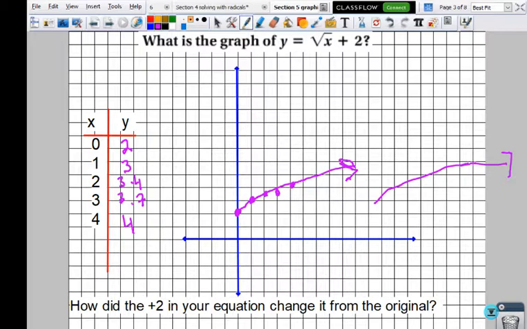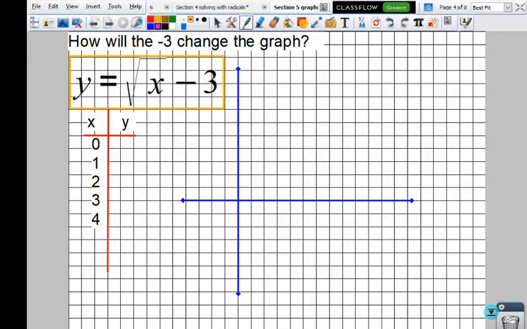It has a plus 2. This one is up 2 compared to the last one, right? So if I have plus or minus outside my square root, it moved it up, and in this case it went up 2, right? All right. We're gonna keep this in mind for now. We're gonna kind of keep working with this. And let's look at this next one.